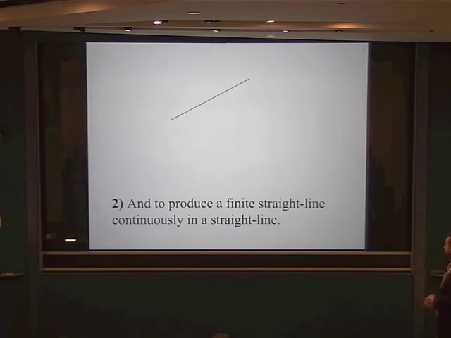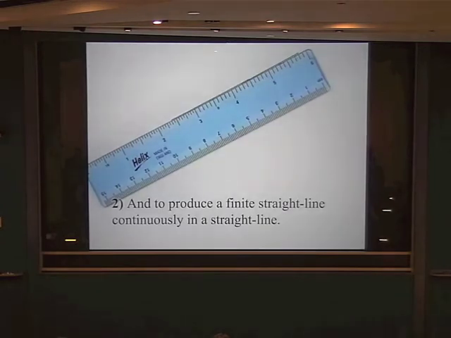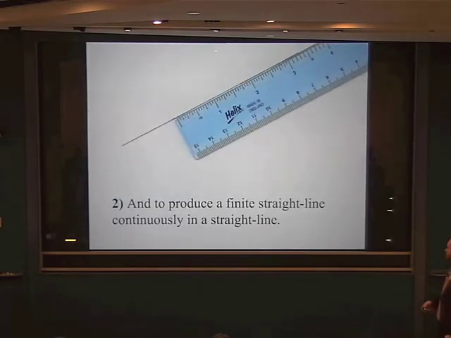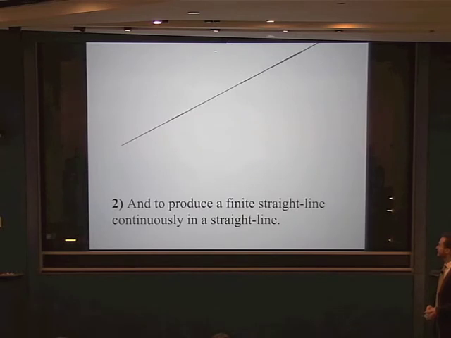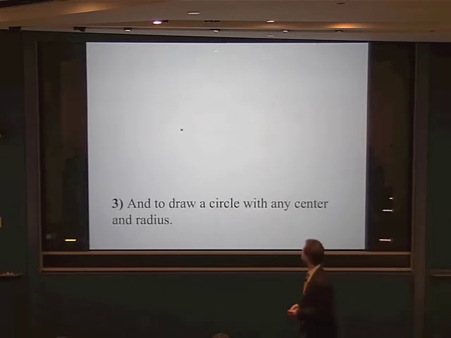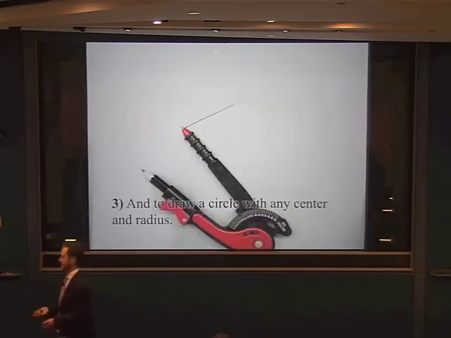And to produce a finite straight line continuously in a straight line. So this is telling us again about what a straight edge can do. It can extend a line indefinitely, so you don't have to start over if you draw your first line too short. And to draw a circle with any center and radius, this is telling us how to use the compass to make a circle.